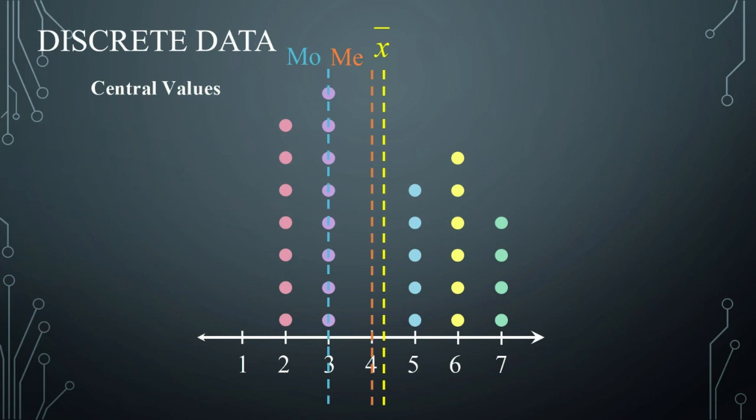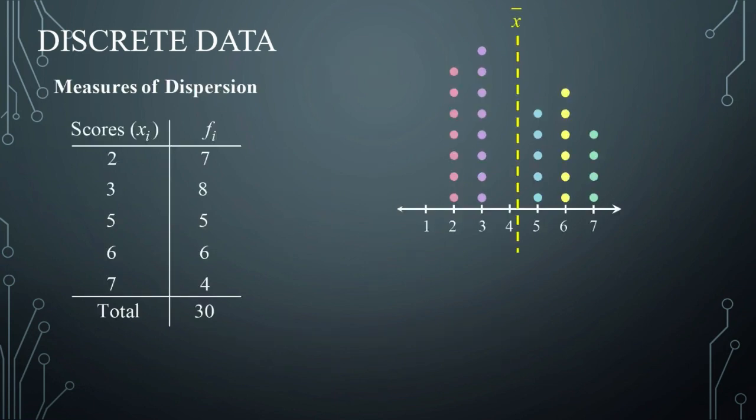In our previous lesson, we saw how we can calculate the central values of a data set that is discrete and what these central values actually mean. In this lesson, we are going to look at the measures of dispersion, also known as the measures of variability, which will help tell us how the data points are spread around the central values.